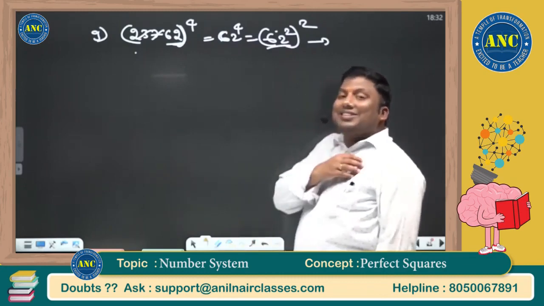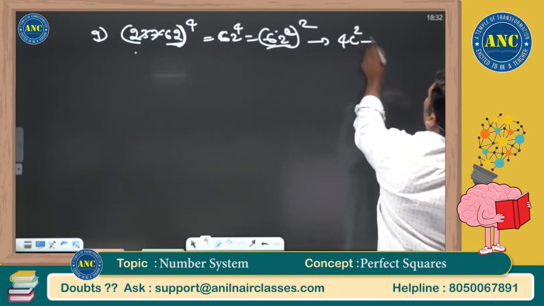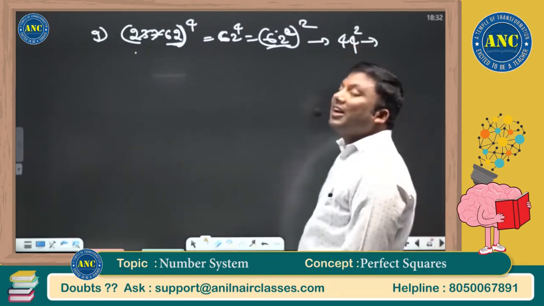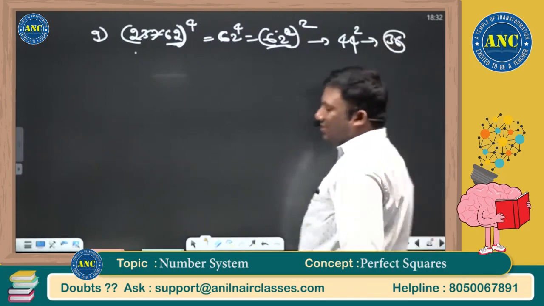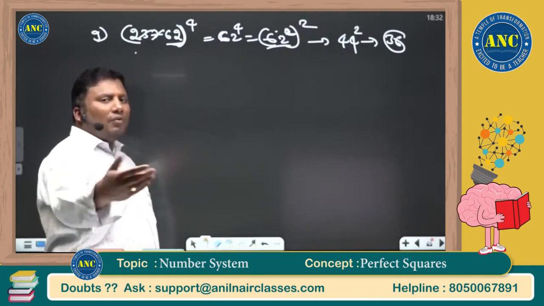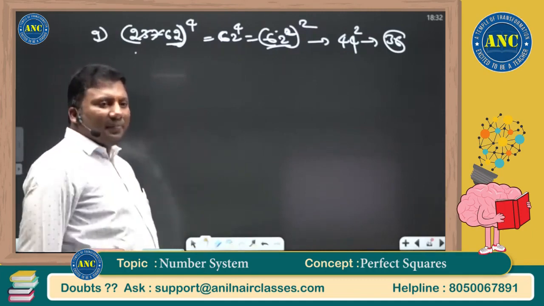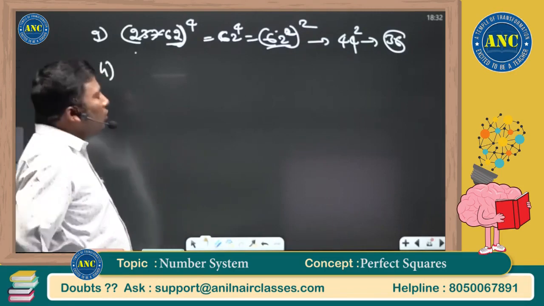62 is how much more than 50? It is 12 more. 12 square is 144. 44 is how much less than 50? It is 6 less. 6 square is 36. First 6 are power 2, next we will take power 4. Power 120, power 360, like that. Right? You can solve any problem.